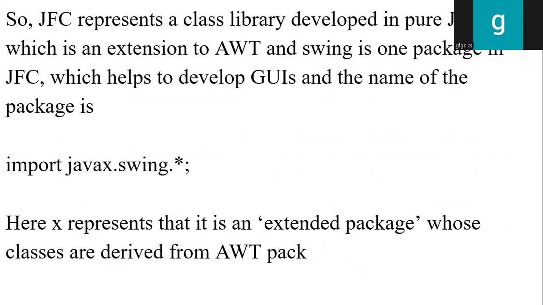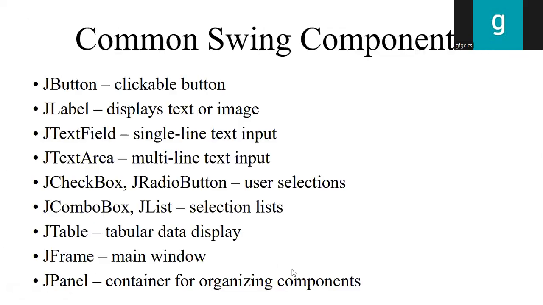So JFC represents a class library developed in pure Java, which is an extension of AWT, and Swing is one package in JFC. That means, similar to Swing, different packages are also there in JFC which help to develop the GUI. The name of the package is import javax.swing. Here the X represents extended. Javax represents an extended package whose classes are derived from the AWT package.